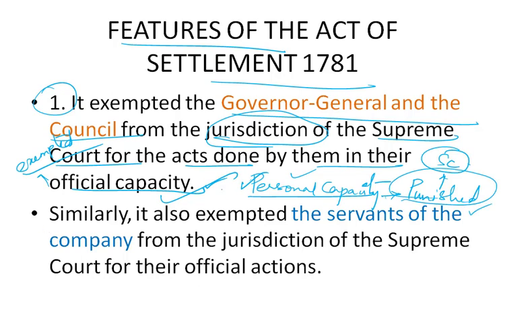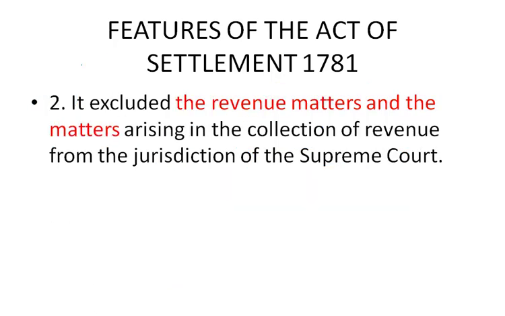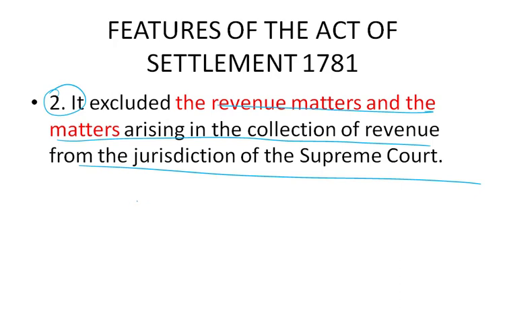Similarly, the servants of the company were also exempted from the jurisdiction of the Supreme Court for whatever actions they did in their official capacity. The second feature of this act is that it excluded the revenue matters and the matters arising in the collection of revenue from the jurisdiction of the Supreme Court. So the Supreme Court has no role over revenue and the collection of revenue matters after passing this act.